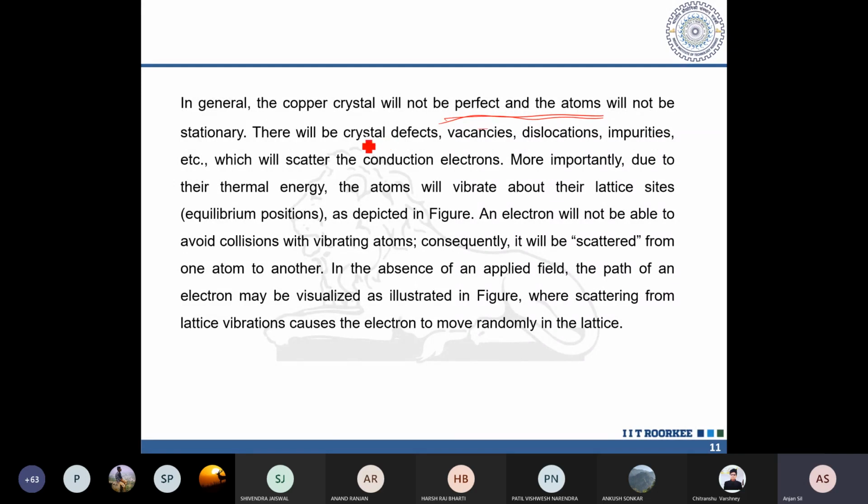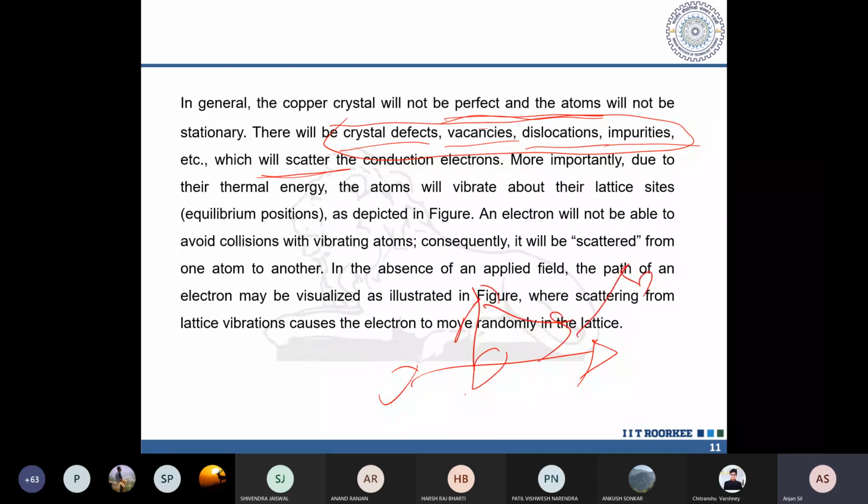Now when you talk of the real crystal or the practical material, they all contain crystal defects, and these defects are nothing but vacancies, impurities, dislocations, maybe grain boundaries, surfaces, and many more things. As a result, they will contribute to scattering. Scattering means if the electron is moving in this direction, it gets scattered here, and here, and finally it may reach. So these defects will make this scattering happen.